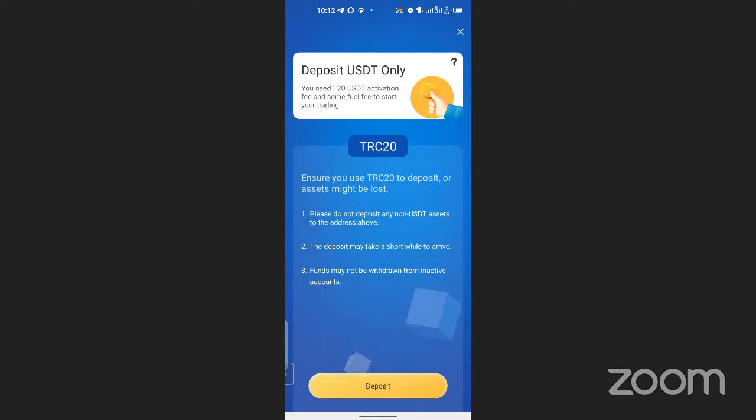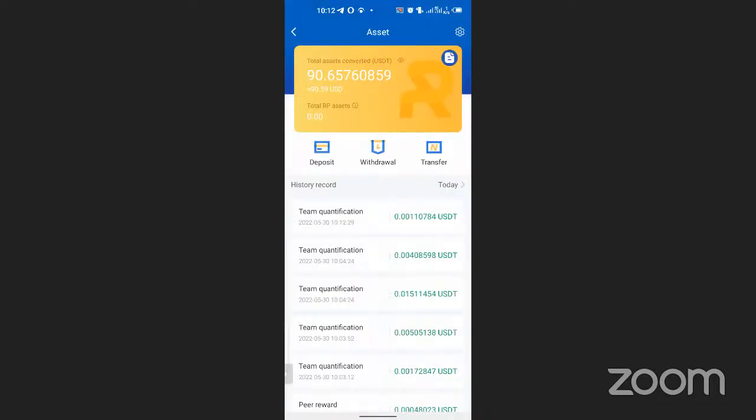Activation fee needed is 120, some fuel to start trading. I hope that is basic, and I hope that can be understandable by everybody. So go update your versions and have the latest versions of Royal Q. Having explained that, you now have the latest version.